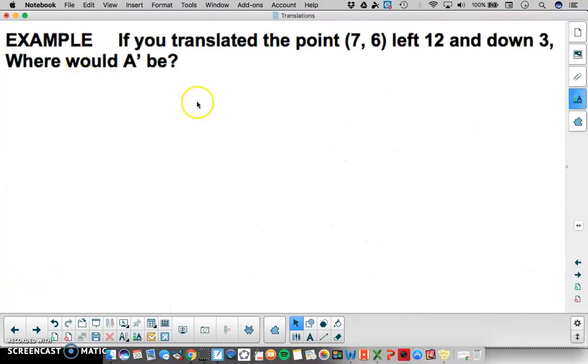Here's an example I want you guys to do. If you translated the point (7, 6) left 12 and down 3, where would A prime be? So this is our pre-image, (7, 6). We want to find the image of point A.